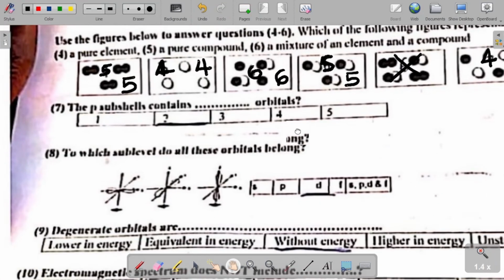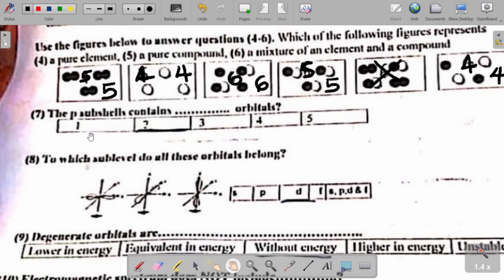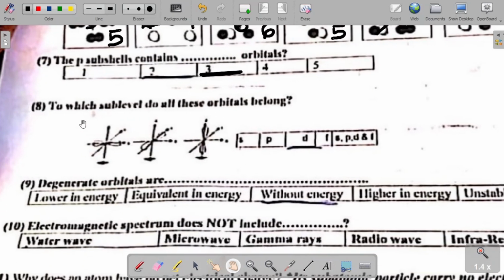All right, the next one, question 7 says, the p subshell contains dash orbitals. All right, so please note that the p subshell contains 3 orbitals. So the answer is 3. That's your answer for this. So you underline the one having 3. Okay, that's your answer. Next up, number 8 says, to which sub-level do all orbitals belong?